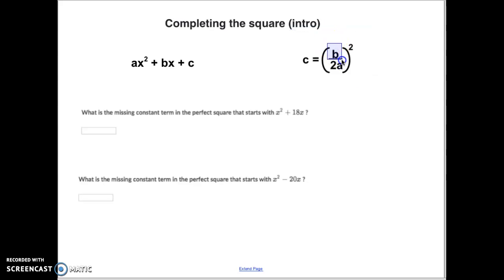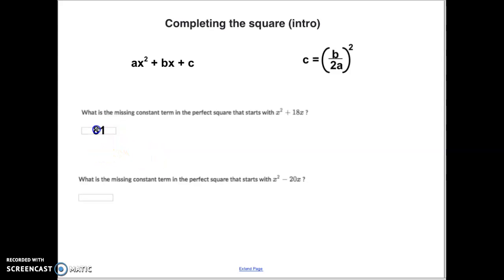You take your b term and you divide it by 2a. Now, you're going to notice your a term here should always be 1. That's what we're always looking to get that to. So really it's b divided by 2, and then you square that number. So in this case, what is 18 divided by 2? 9. And what's 9 squared? 81. So your answer is 81.